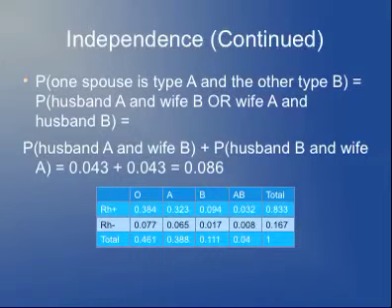Since those two events are disjoint, you can just say that's equal to the probability the husband's type A and the wife's type B plus the probability the husband's type B and the wife's type A. Using the same logic as we used on the previous slide, both of those probabilities are 0.043. So the probability of either outcome is 0.043 plus 0.043, which sums up to be 0.086.